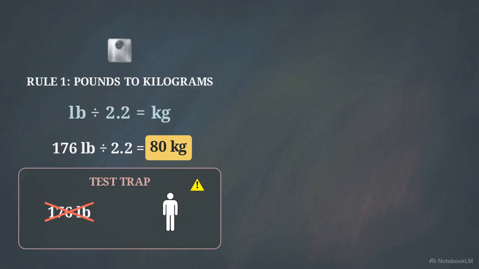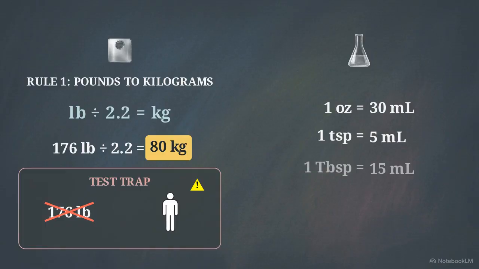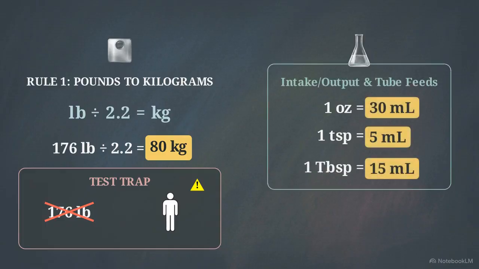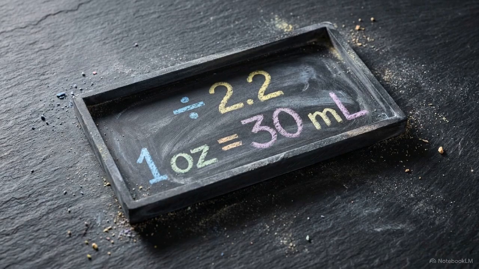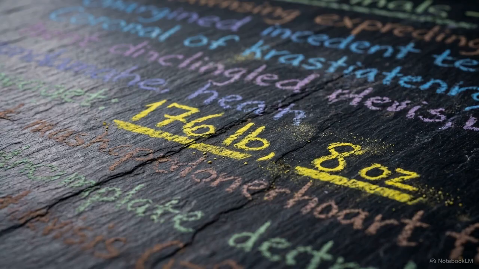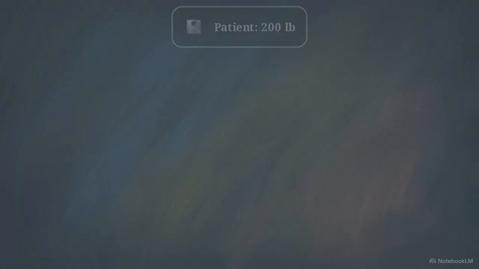On the right side, the board displays our strict volume rules: 30 milliliters per ounce, 5 per teaspoon, and 15 per tablespoon. These exact conversions are what you will use to calculate patient intake and output totals, as well as precise tube feeding volumes. Memorizing these starting parameters builds a defense mechanism. When a complex question throws irrelevant numbers at you, applying these weight and volume rules isolates exactly what you need to proceed. This flowchart maps out how a single physical measurement branches into 3 distinct clinical metrics.